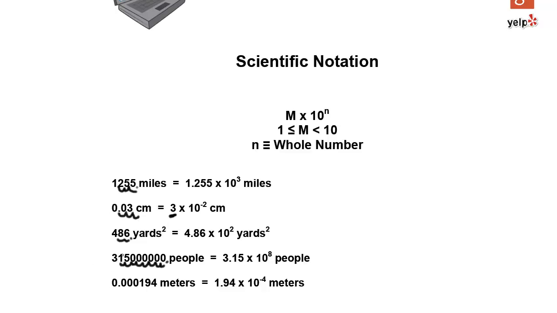0.000194 meters. We have a very small number, so you know you're going to have to use a negative exponent. And we bring that decimal point over 1, 2, 3, 4 places. So it's going to be 1.94 times 10 to the negative 4. Notice that our value of m is greater than or equal to 1 and less than 10. And our value of n is a whole number. It could be positive or negative. It could even be 0.